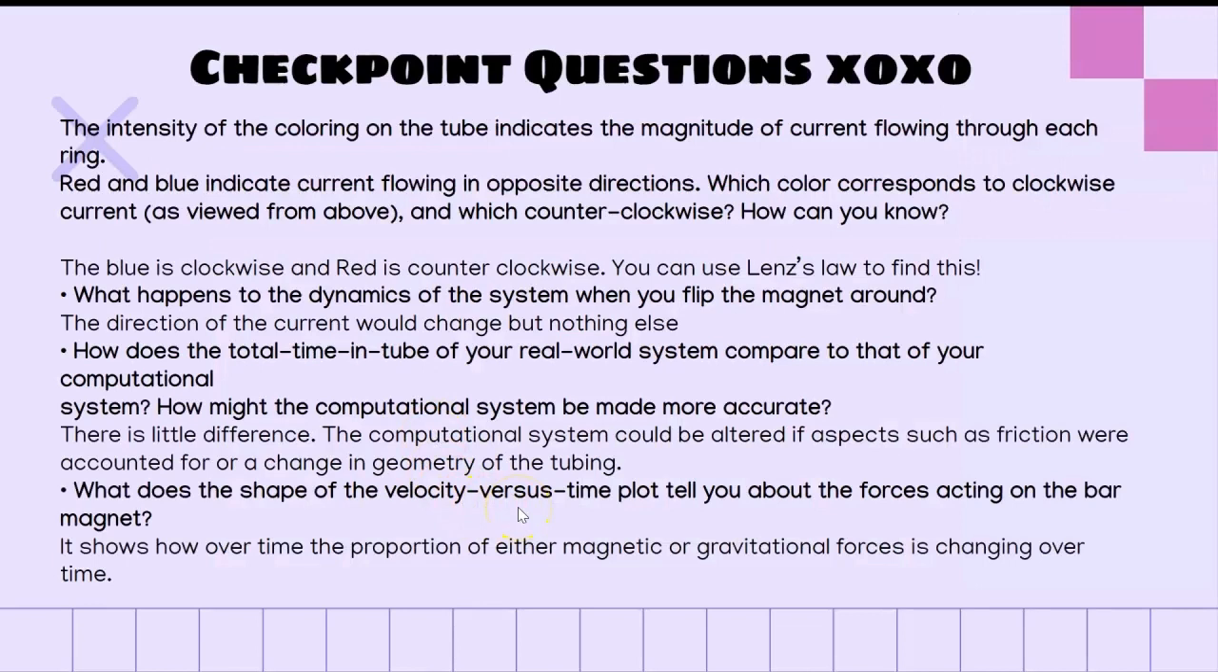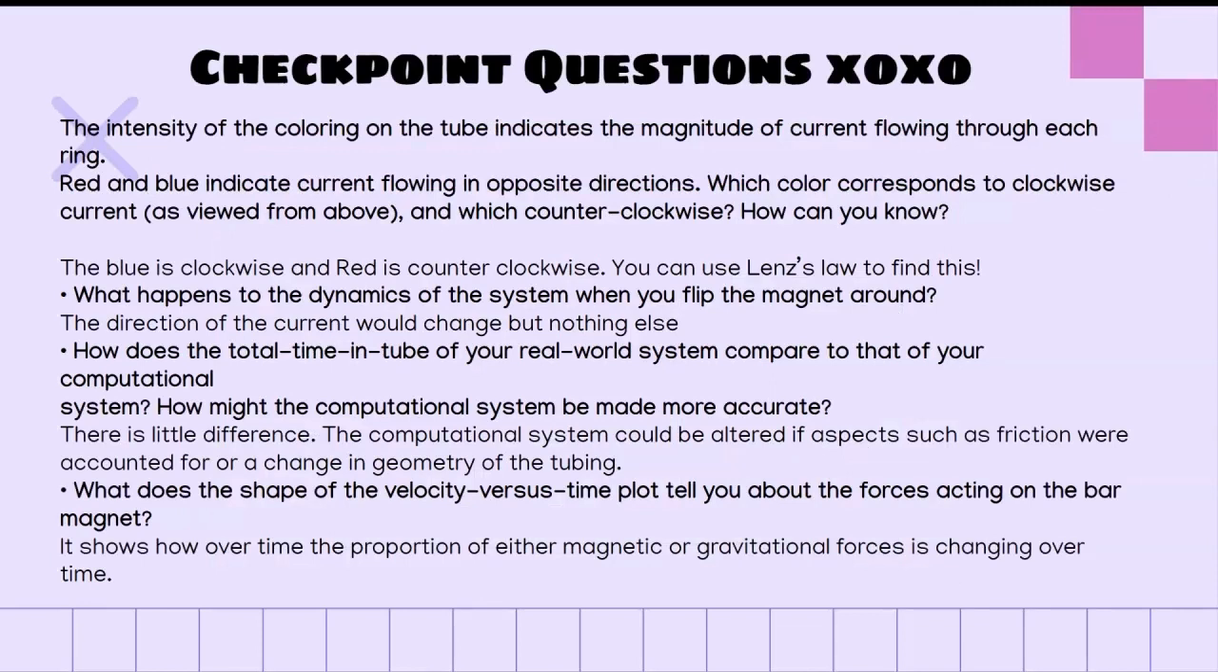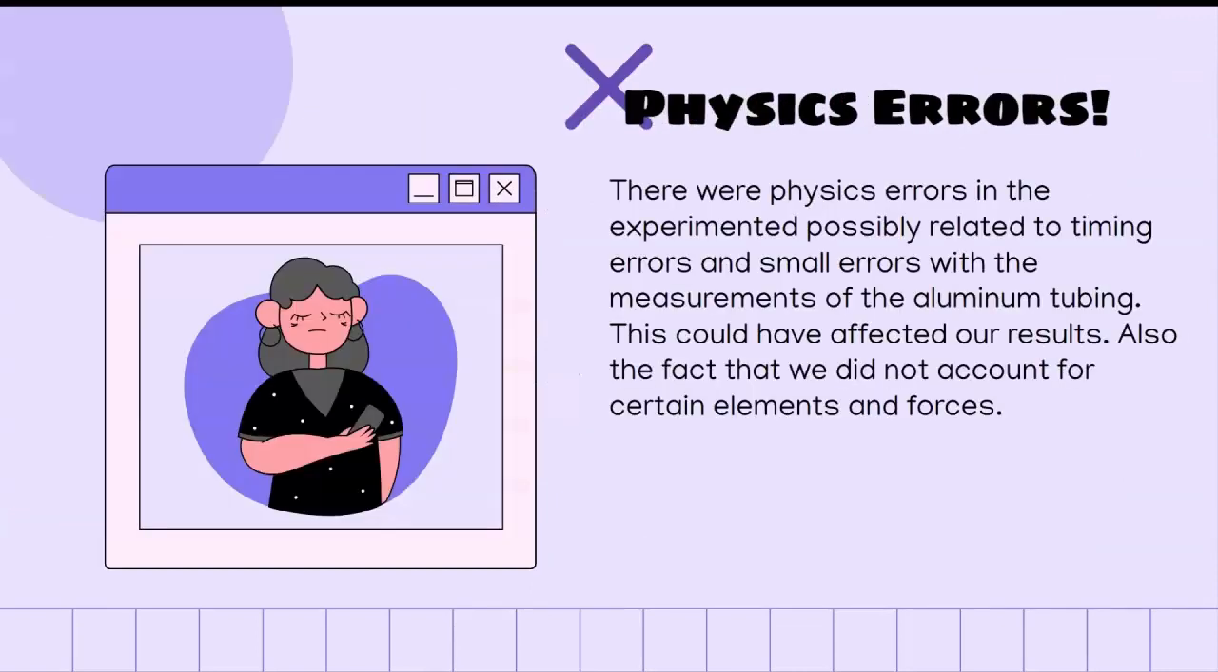So we see that earlier there's a plateau of the graph, and then we also see that there's a steep downwards, which shows that there are differences in velocity and then the differences of the forces that are influencing. So we have our results, and then physics errors. We had some that might have been related to timing or small errors with the aluminum tubing.